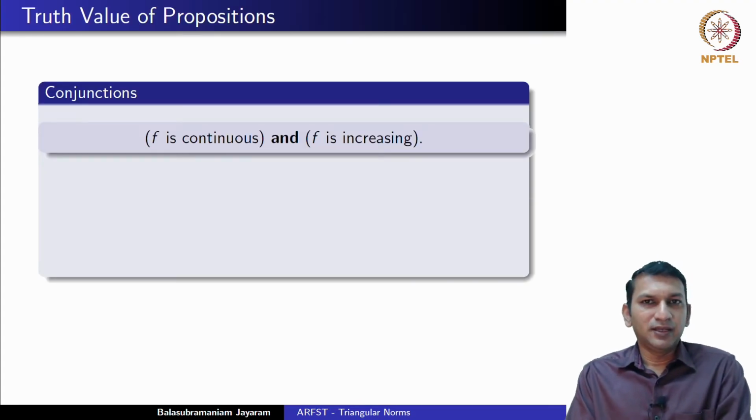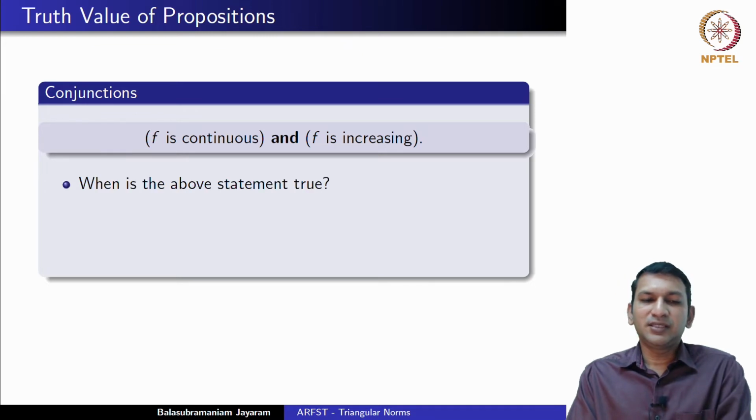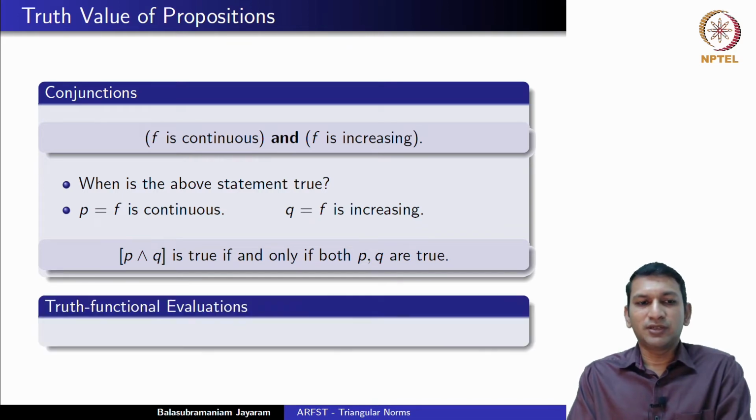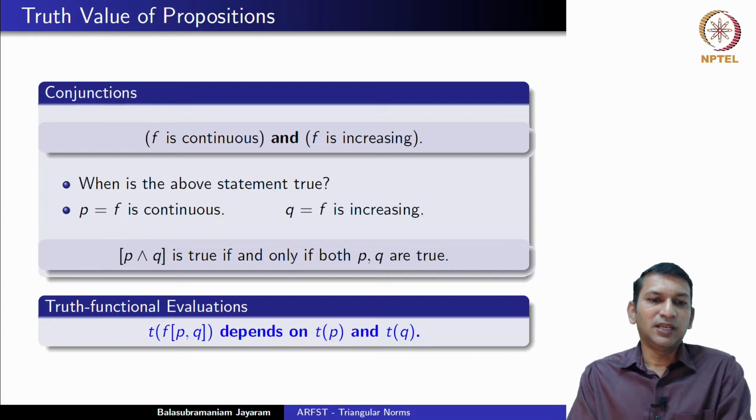Towards this end, we have seen that given two propositions, P and Q, a compound proposition could be made from them. Now the question is, when is the above statement true? This compound statement, which is a conjunction of two propositions P and Q, when is this true? We have seen that this is true if and only if both the component propositions are true. Now, how is this evaluation justified or valid? This is because we have this concept of truth functional evaluation, or this assumption, where we say that the truth value of a function of propositions essentially depends on the truth values of the component propositions.